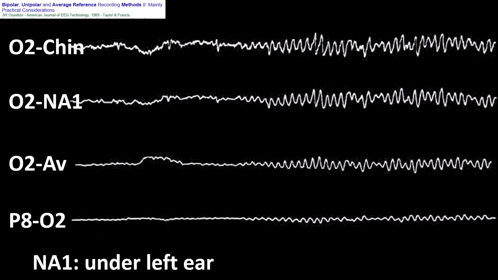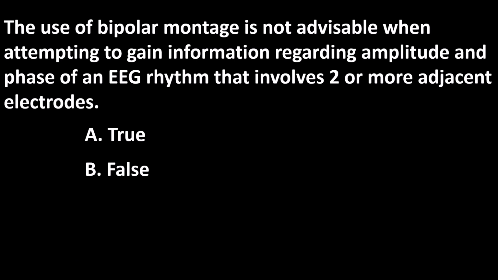So when bipolar montage is used, the appearance of the alpha activity is somewhat decreased in amplitude than when common electrode reference montage is used. So the answer to this question is true.